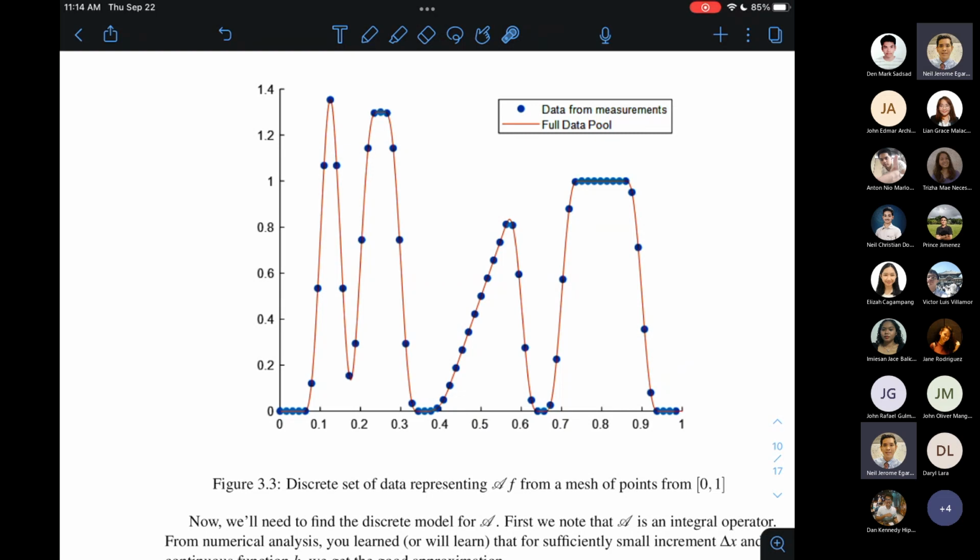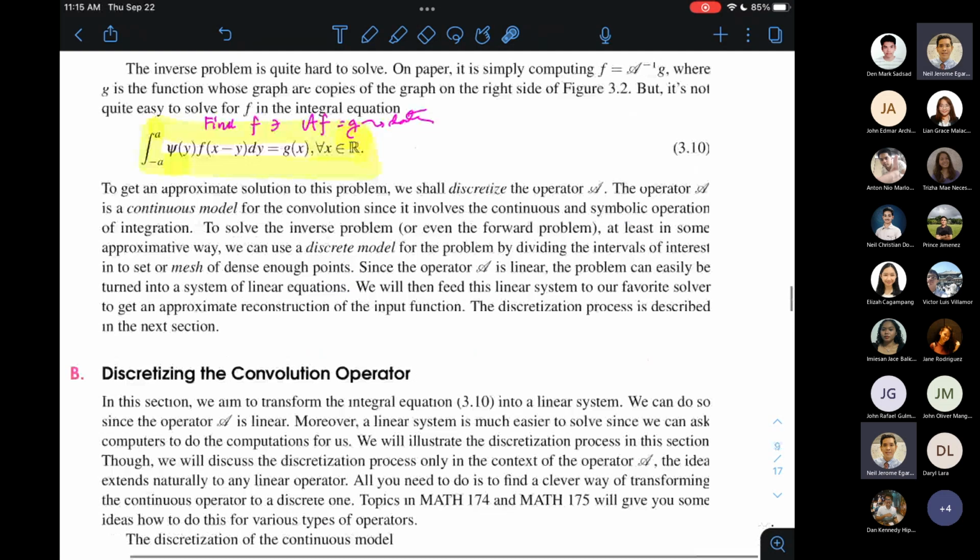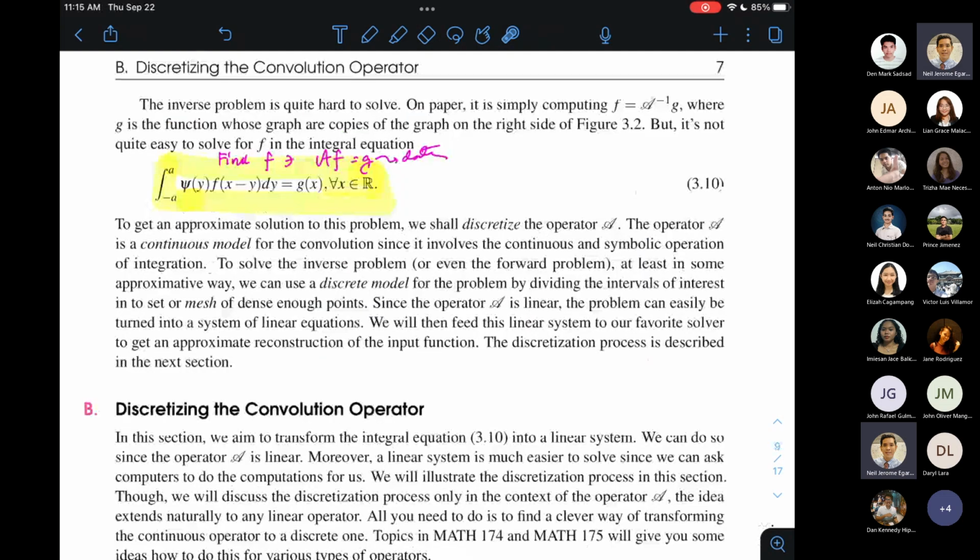Or kailangang i-digest? But I hope that for this session, medyo naging familiar kayo dun sa convolution operator. Okay? At least the computation of the convolution operator. And the specific convolution operator that we will work on next time. All right? Any questions?